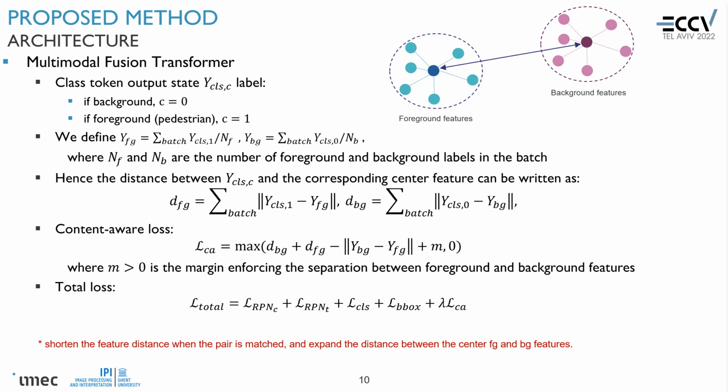In every training batch, we calculate the average feature vector of foreground and background as two center features, and then we shorten the distance between all the foreground samples and the center foreground feature. Also, we shorten the distance between all the background samples and the center background feature to make sure the features with the same labels are much closer. In addition, we expand the distance between the foreground and background center features to encourage the model to learn more distinguishable feature representations.